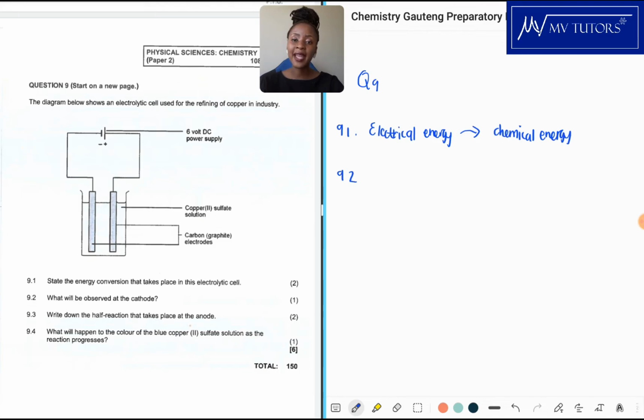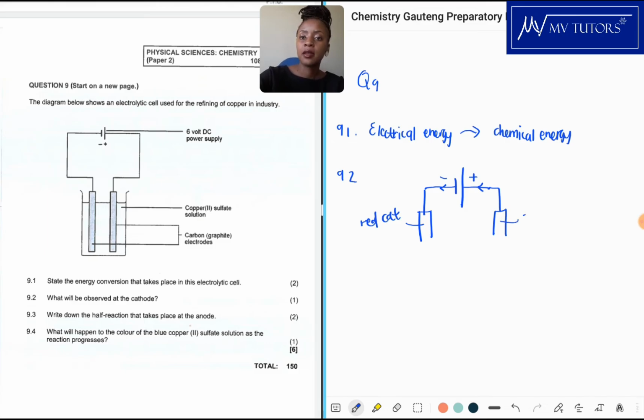In this cell, we have the positive this side and the negative that side. Electrons flow from positive to negative, so in this direction. This side is our cathode, where reduction occurs, and this side is our anode, where oxidation occurs. Ox and red cat.